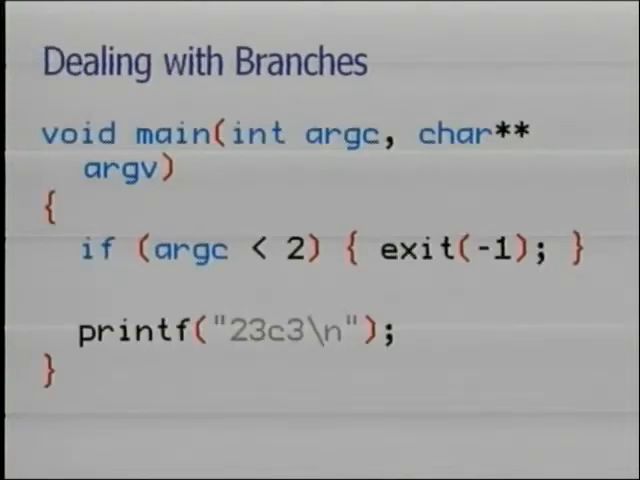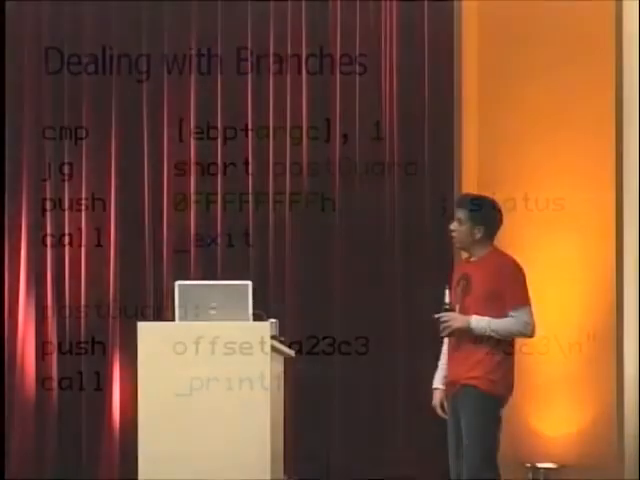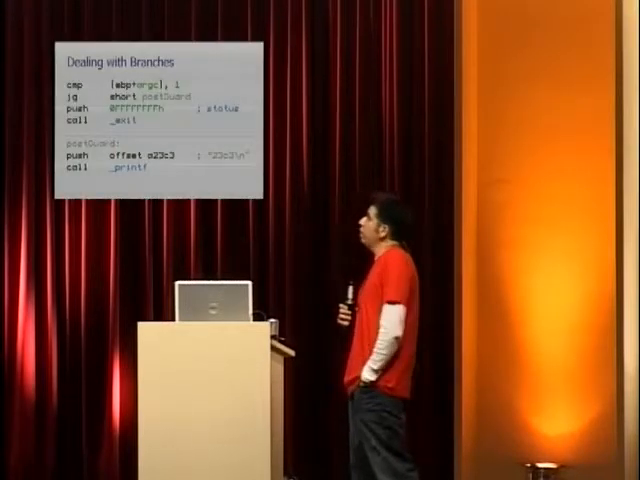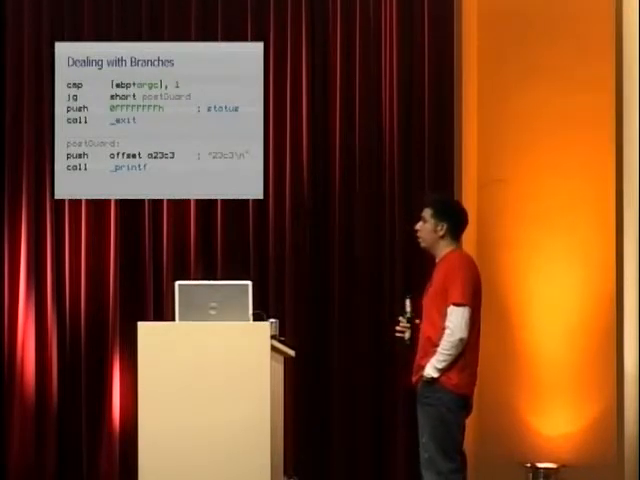So here's an example of just a little bit of C. If there's less than 2 arguments, you exit, and if not, you print 23C3. So if we take a quick look at this in assembly, I've edited out the instructions that don't really apply to the logic, like stack manipulation and whatnot. In the first line, you're comparing argc with 1, and it says jump if greater, then you're going to jump past the guard. So if it's 2 and above, it's going to jump past the guard. And if it isn't, it pushes -1, which is all Fs, onto the stack, and then it calls exit.